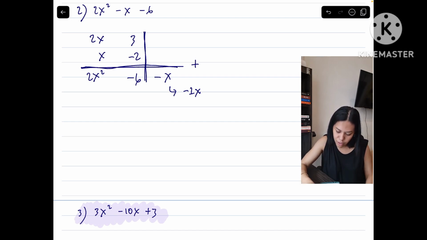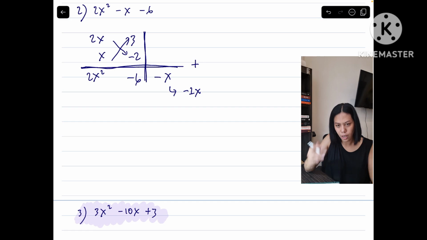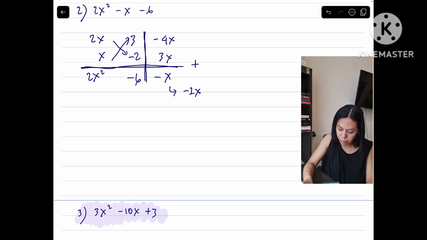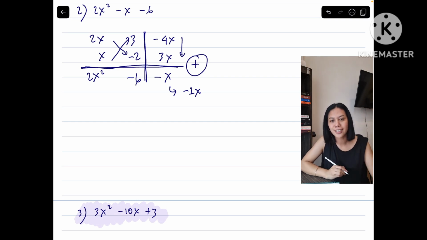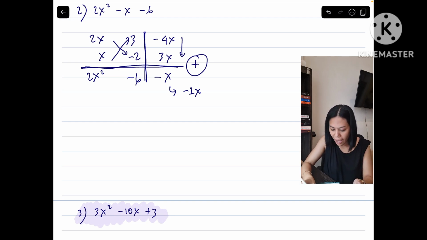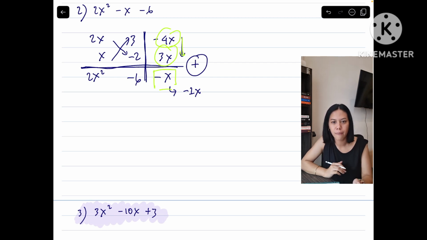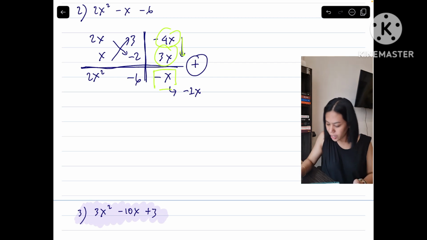So I'm going to do the crisscrossing. I do the 2x times negative 2, that's negative 4x. x times 3, that's 3x. If I add negative 4x plus 3x, it's negative 1x. Ta-da! We got it correct. So that's how you know your combination of numbers is correct or not: when you add them, does it equal whatever's down there? Okay, so we got it.